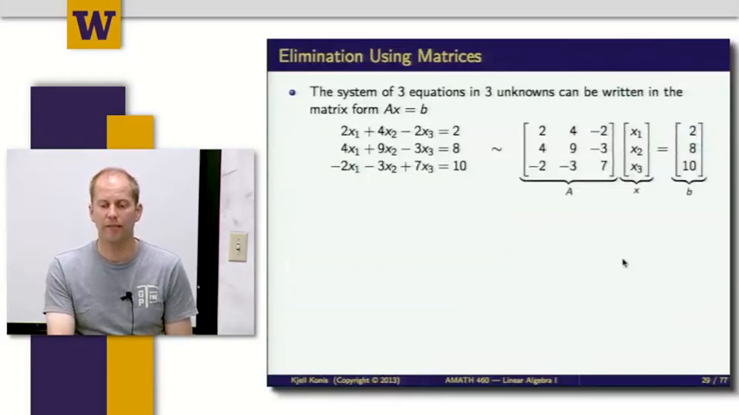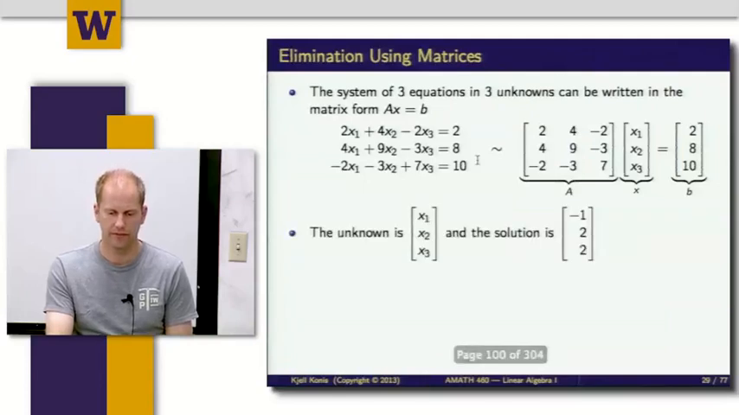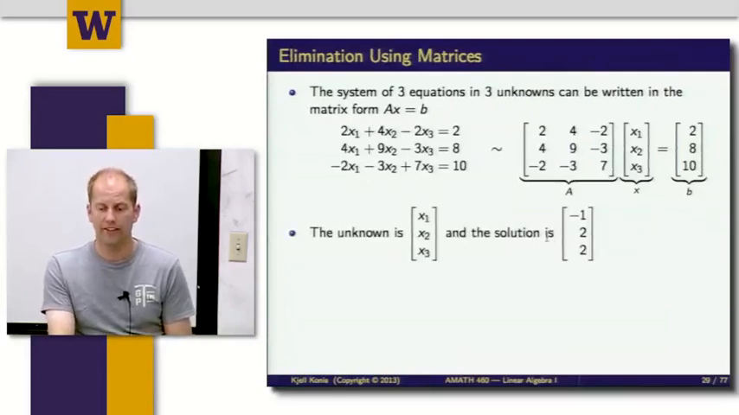And I can write that in matrix form. So I have A as a coefficient matrix, so you can verify that it just has the same numbers as I have coefficients over here. The unknowns are this vector x, and then the vector b is the right-hand side, so it's the 2, 8, and 10. And just ahead of time, I'll tell you that the solution is -1, 2, 2.